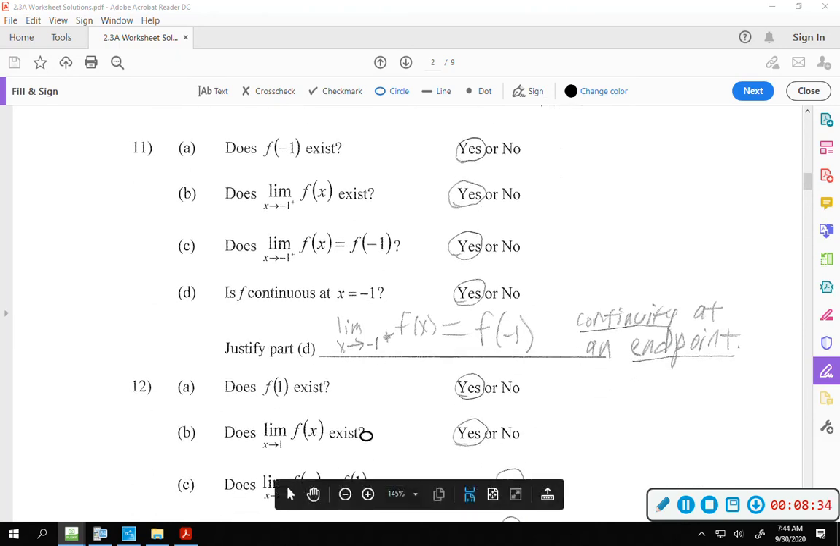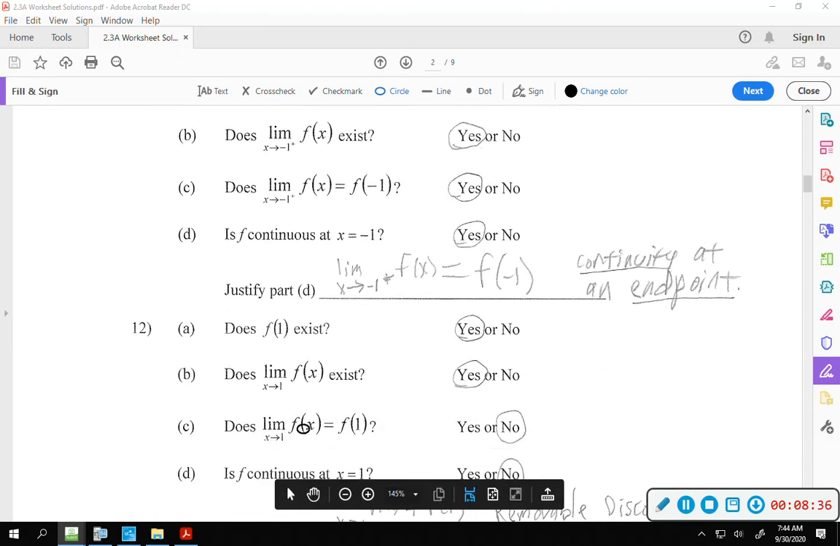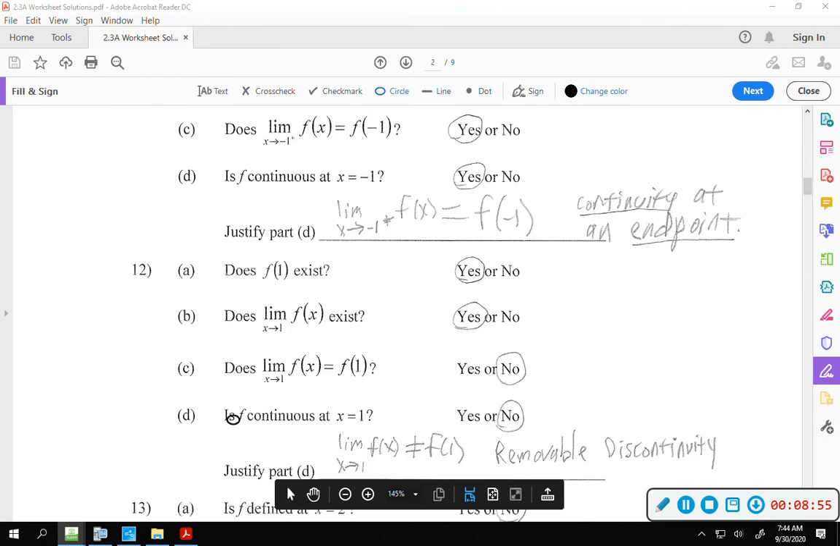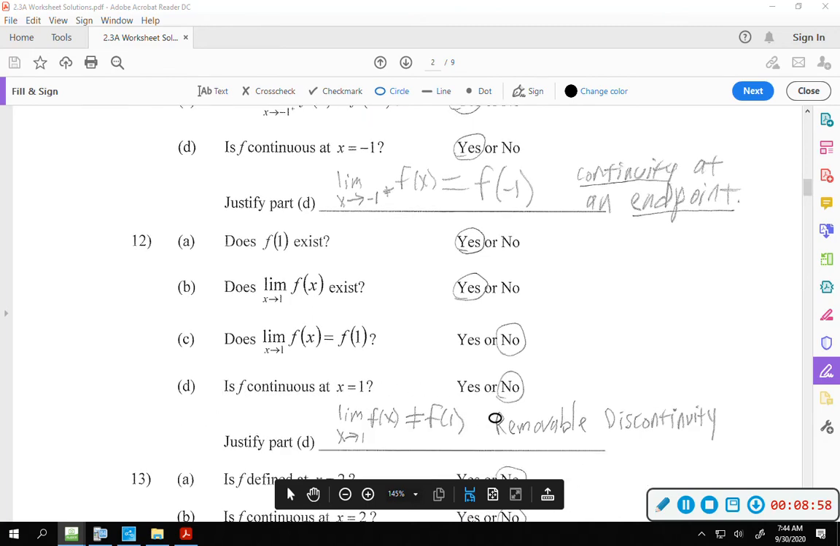However, does the limit as x approaches 1 of this function equal f(1)? No. f(1) is 1, and the limit as x approaches 1 is 2. Since the value of the function does not equal the value of the limit, we have a removable discontinuity. Is f continuous at x equals 1? No. Because the limit as x approaches 1 of f(x) does not equal f(1). We have a removable discontinuity.